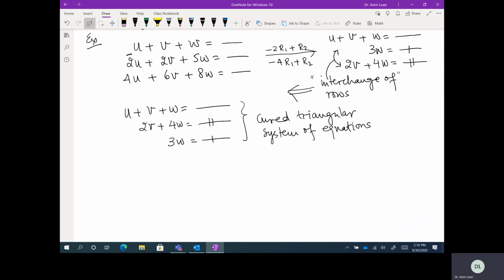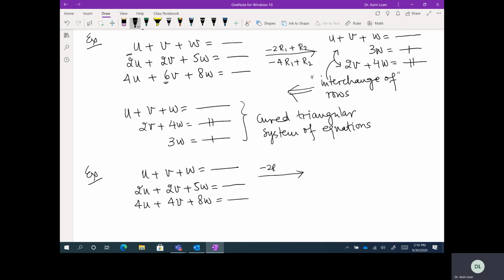Let's look at another example, the same example, and I'll just change this number over here, and let's see what happens. So again, u plus v plus w equals some number, 2u plus 2v plus 5w equals some number, 4u plus 4v plus 8w equals some number. Again, if I do minus 2 row 1 plus row 2, and minus 4 row 1 plus row 3, the first equation remains unchanged. The second one becomes minus 2 plus 2 is 0, minus 2 plus 2 is 0, minus 2 plus 5 is 3, so 3w equals something. Minus 4 plus 4 is 0, minus 4 plus 4 is 0, minus 4 plus 8 is 4w equals something else.